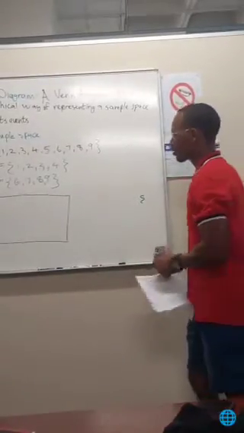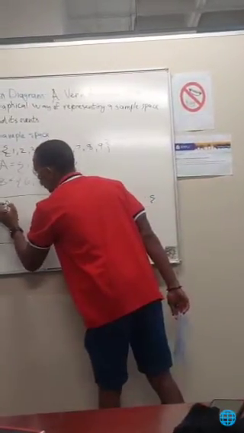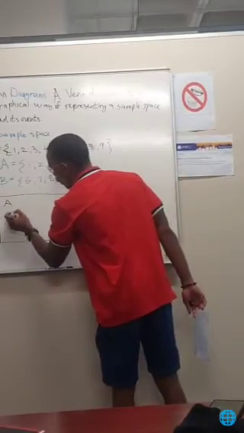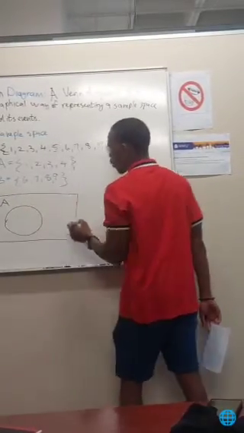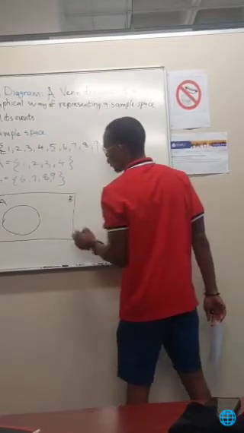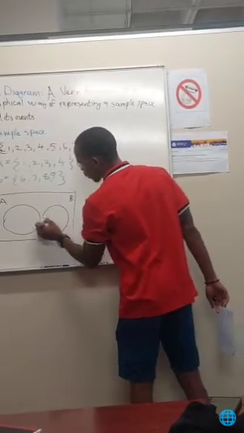So now inside our block, we have to represent event A and event B. And how we do that is so. We're going to say here event A, right? And then we draw a circle. And then also event B. We draw another circle.